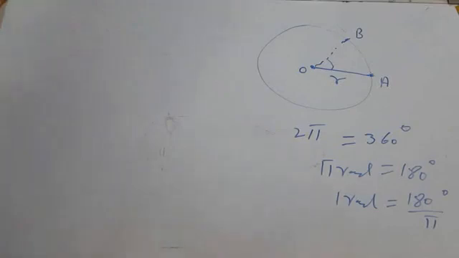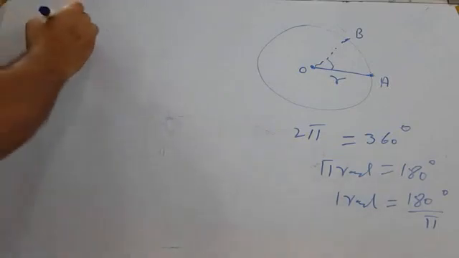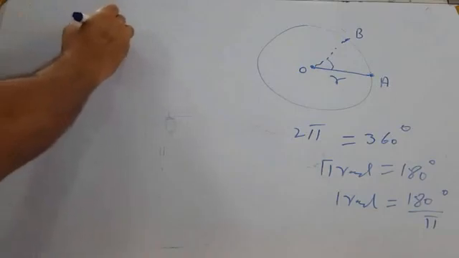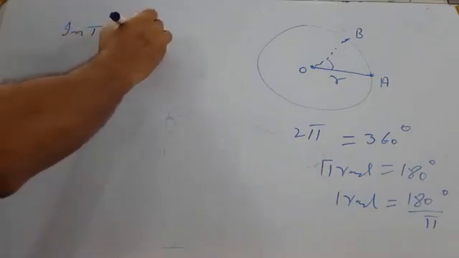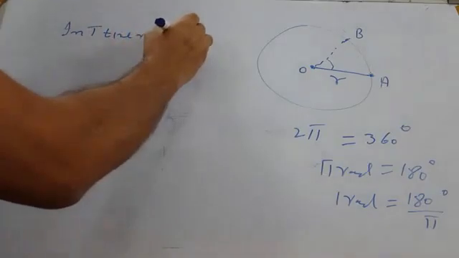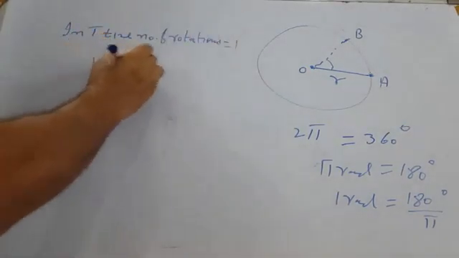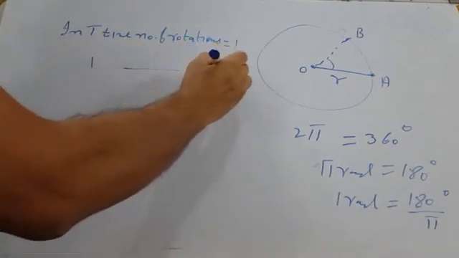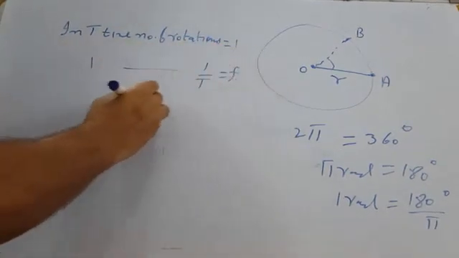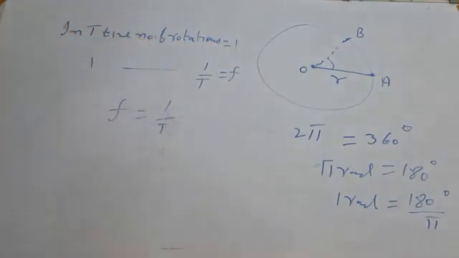Next is frequency. Frequency is the number of rotations in unit time. In t time, the number of rotations is equal to 1. So in unit time, it will be 1 upon t. That will be the frequency. So frequency will be equal to 1 upon t. If you know the time period or the frequency, you can calculate the other. Frequency is the reciprocal of the time period.